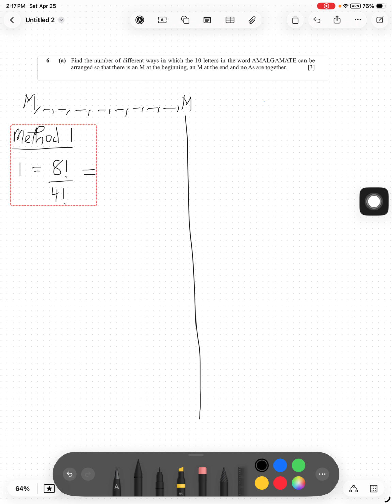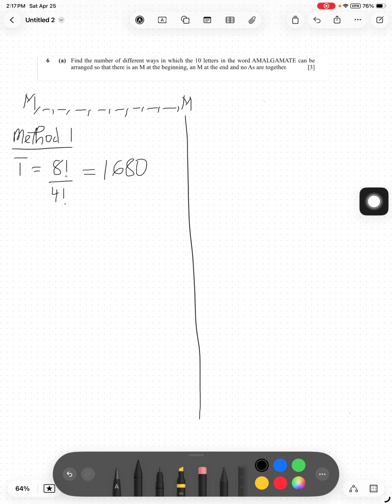So we have 8 factorial divided by 4 factorial, and that gives me 1680. Right, this is what I get for this. That is the number of ways we can arrange the 8 remaining letters in the 8 positions that we have.